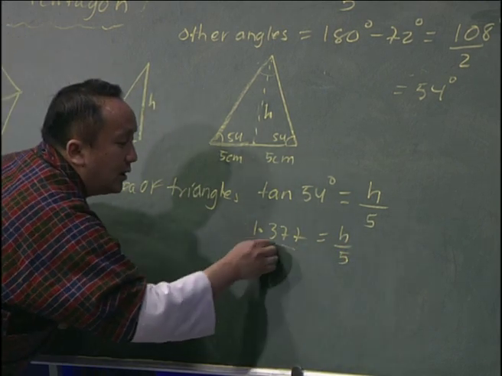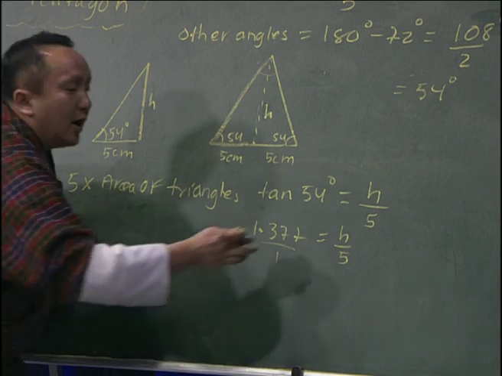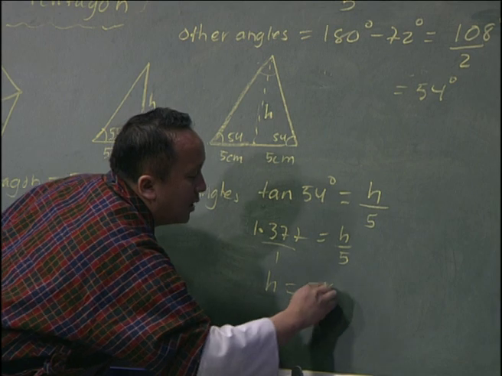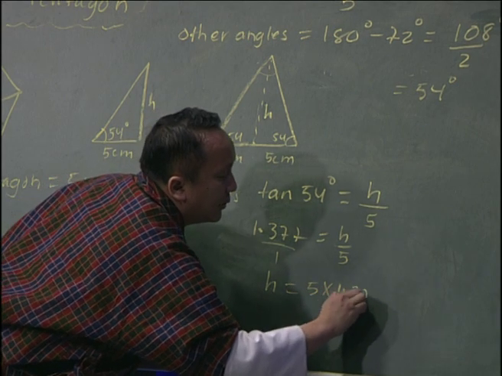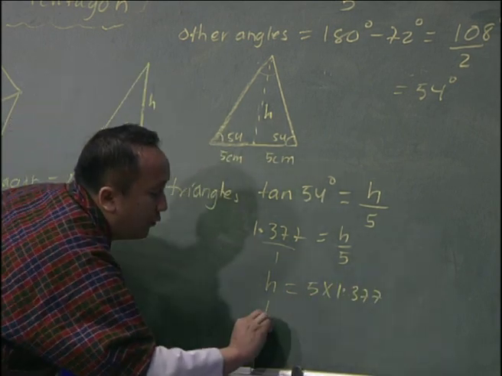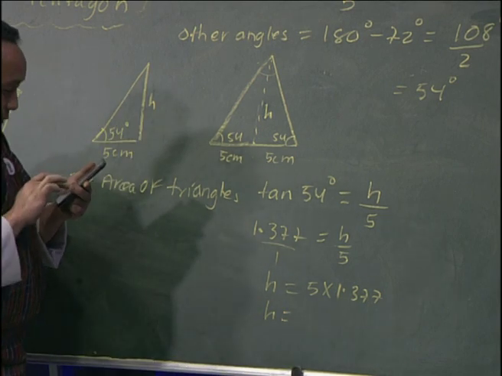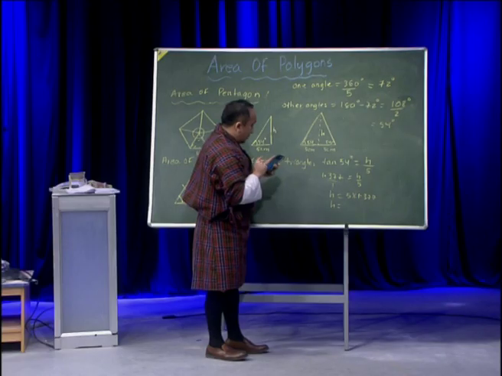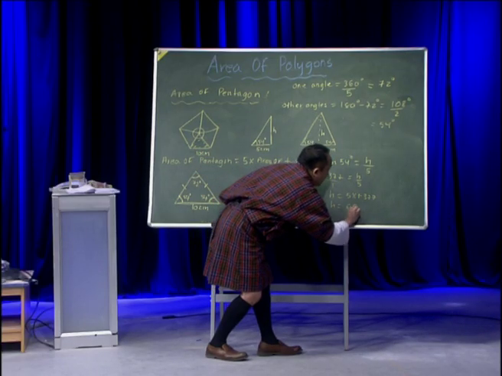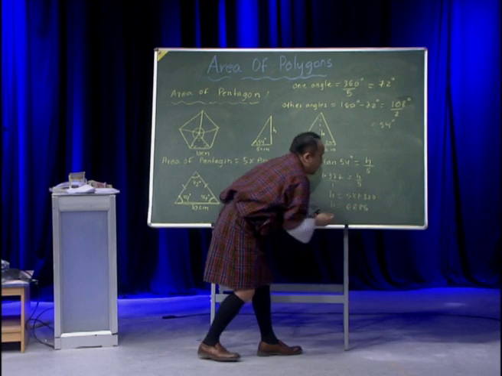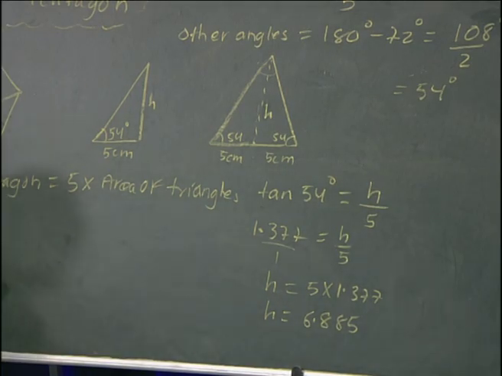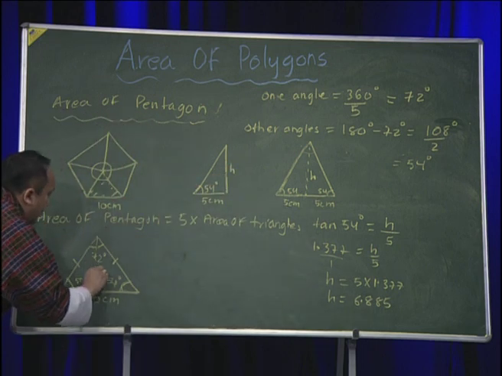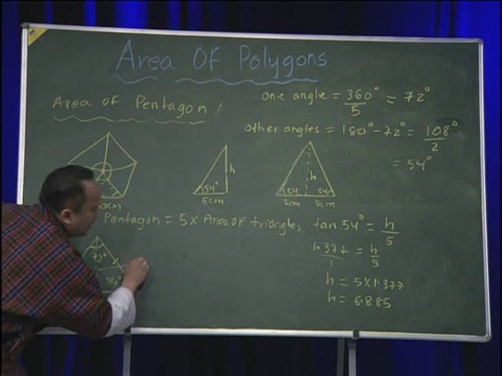Now we know there's 1 here, so do cross multiplication. Height times 1 is height, and then 5 times 1.377. Therefore height is equal to 5 times 1.377, which gives us approximately 6.885. So this is the height of our triangle. We got the height. Height of the triangle is approximately 6.885.